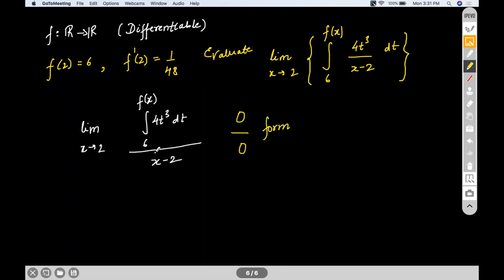Why 0 by 0 form? Denominator is definitely 0 because the moment you put x as 2, 2 minus 2 becomes 0. Whereas numerator also becomes 0. How do I know that? Simple. If you put 2 in place of x, it becomes integral from 6 to f of 2. And f of 2 is already known to me as 6, right? So it is as good as integrating from 6 to 6, correct? Anything integrated from the same point to the same point will give you a zero result. That's why I'm so sure that it's a 0 by 0 form. So if it is a 0 by 0 form, we can actually apply L'Hopital's rule, right?